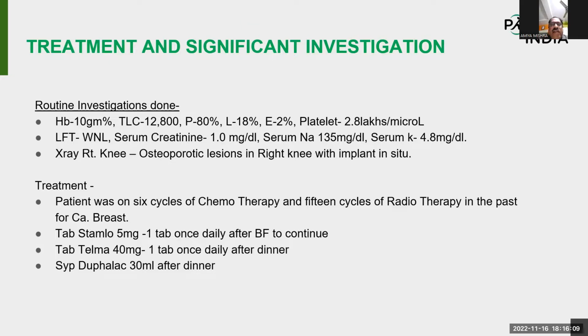She is hypertensive and she is on regular medication like Stamlo 5 milligram once daily and Telma 40 milligram once daily after dinner. And because of constipation, she was on Dufalac 30 ml after dinner. Next slide, please.